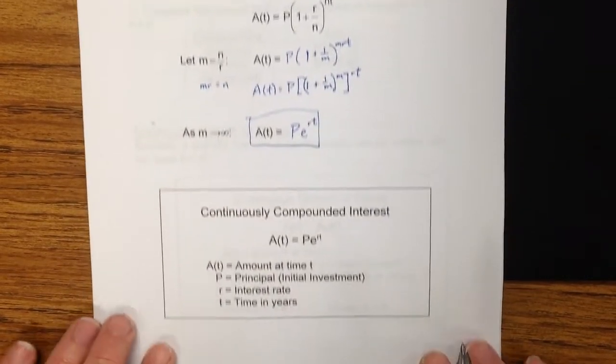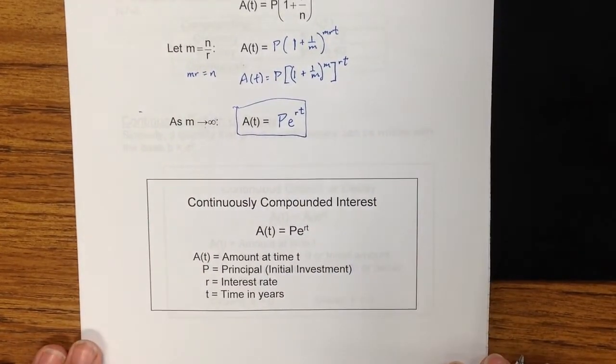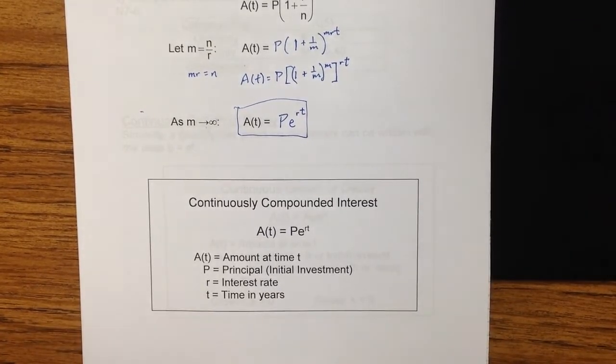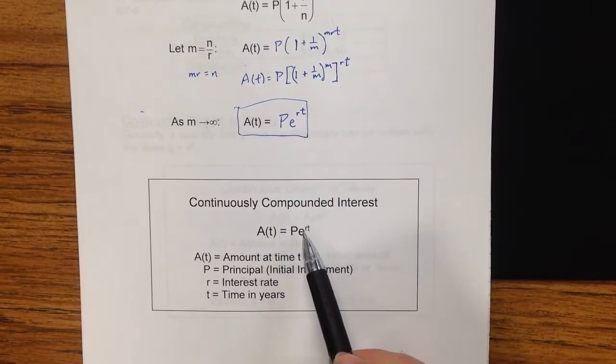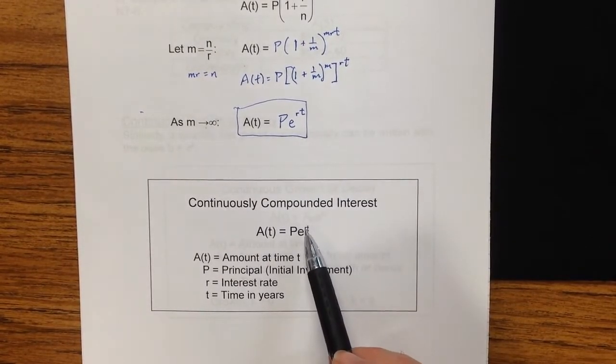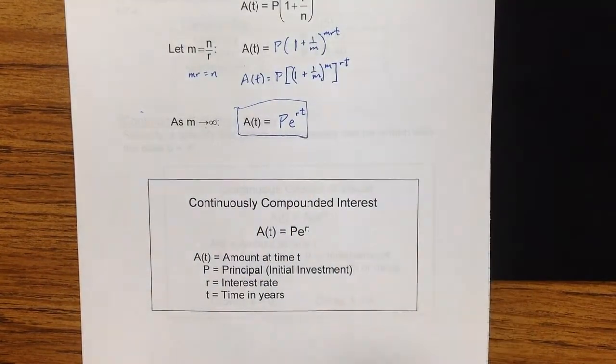So push up a little bit. Continuously compounded interest, A of t, is equal to Pert. P times e to the rt power. A of t, again, is the amount at time t. P is still your principal, your initial investment. r is your interest rate, which is now in the exponent, different from our original. And then t is still in years.